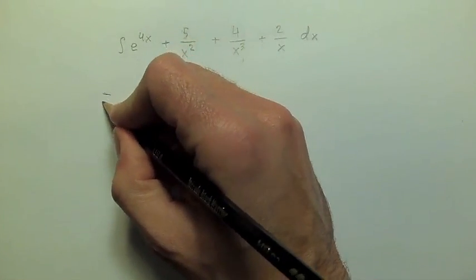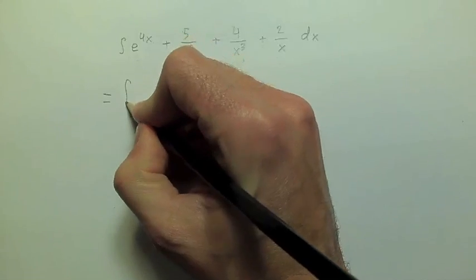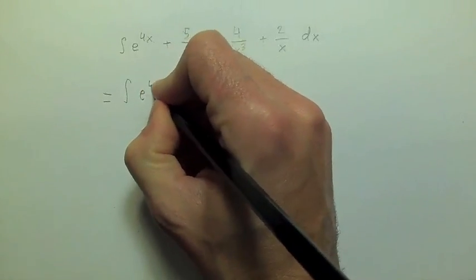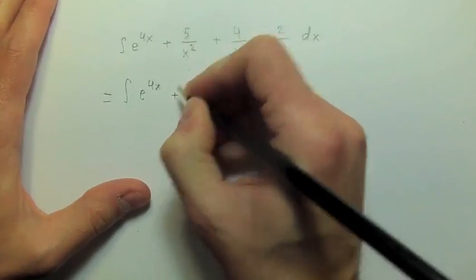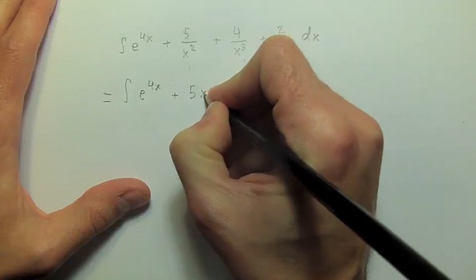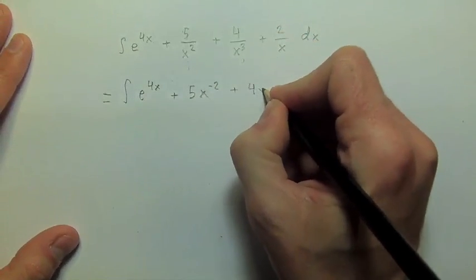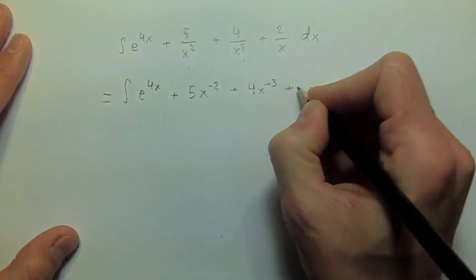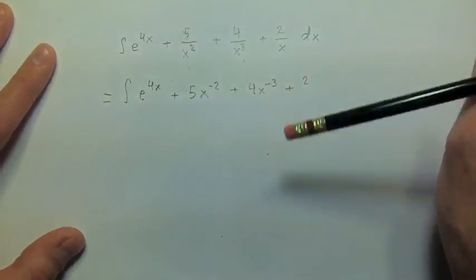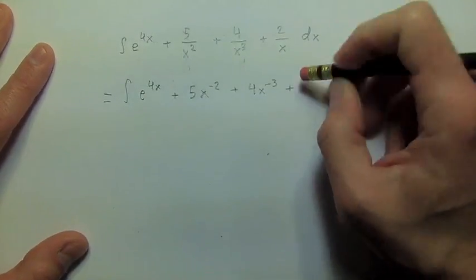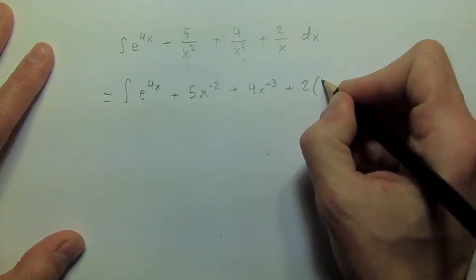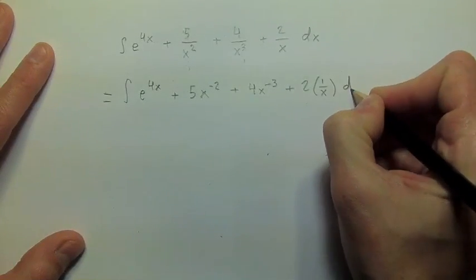Okay, so I'm going to simplify what I can. This e to the 4x plus, this will be 5x to the negative 2, plus 4x to the negative 3. And I'm going to leave this as 2. And actually, you can rewrite this as 2 times 1 over x, if that helps.